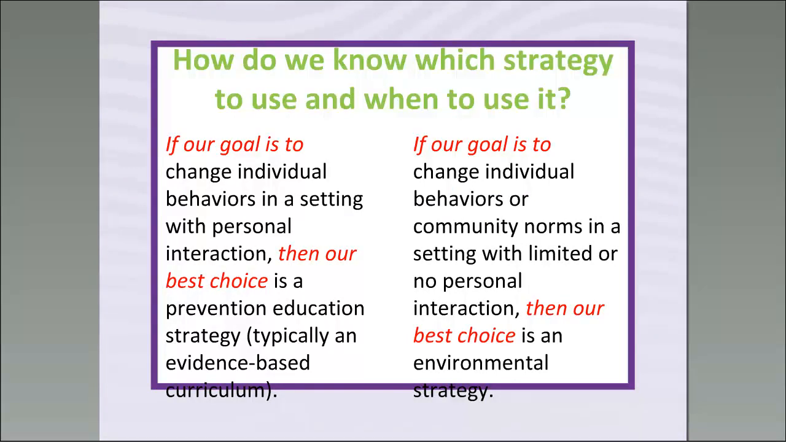To review, the youth-led program in and of itself is a community-based process. So we are looking to build off of that community-based process to add another strategy. Generally speaking, when we are using our precious prevention dollars to implement strategies, we often look at choosing between an individual or environmental strategy. This is because these 2 strategies have the greatest propensity for individual and/or community change. If our goal is to change individual behaviors in a setting with personal interaction, then our best choice is prevention education. If our goal is to change individual behaviors or community norms in a setting with limited or no interaction, then our best choice is an environmental strategy.